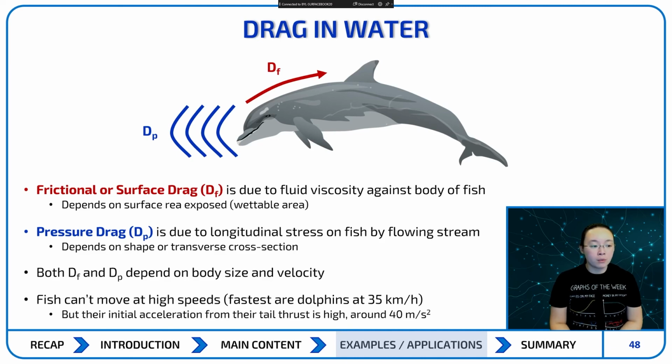So it's important to note that when you take a look at your surface and pressure drag, they really just depend on the size and the velocity of the fish or the object that you're looking at. One of the things to mention is that fish actually cannot move at high speeds, but what they can do is accelerate quickly because their tails are very strong and they can thrust forward very quickly as well, at around 40 meters per second squared.